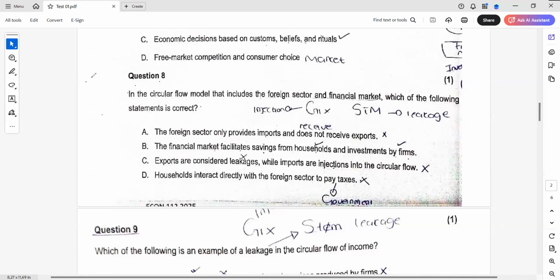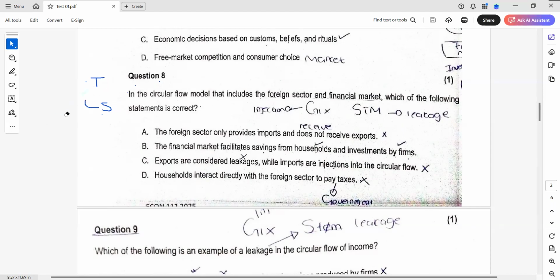It's the flow of income, and then it's spending, as well as production, right? So the circular flow basically shows the flow of what? Income, spending, as well as production.